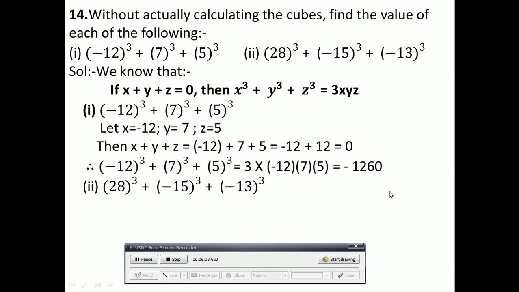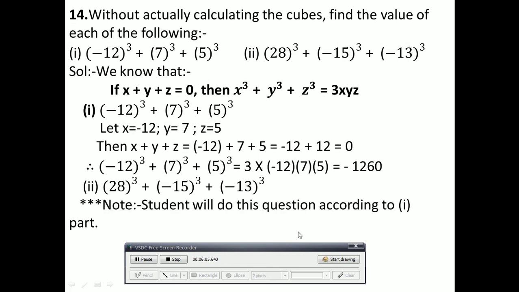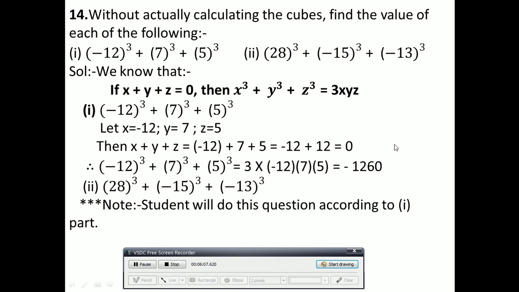So students, I am leaving this question to you. You will do it as your homework. Clear? Now next question, that is question number 15.